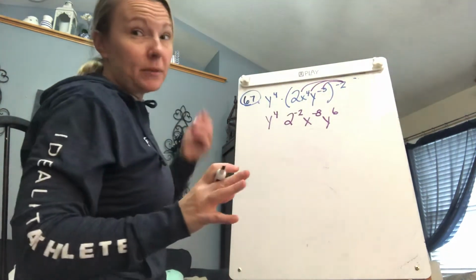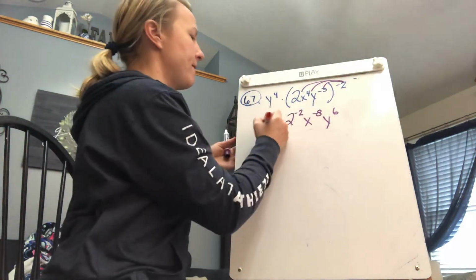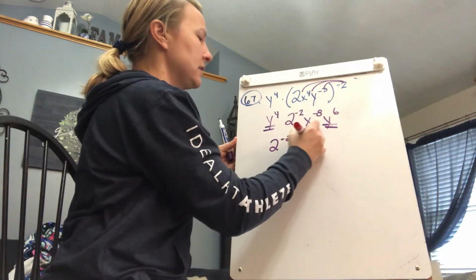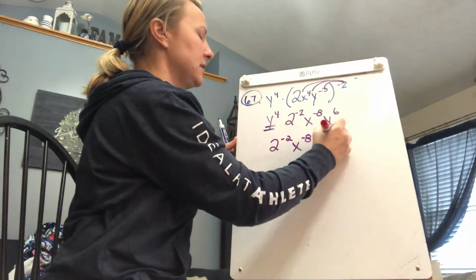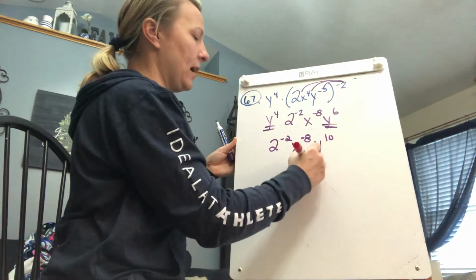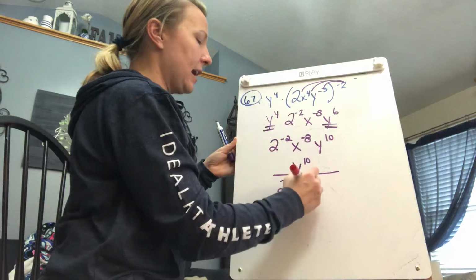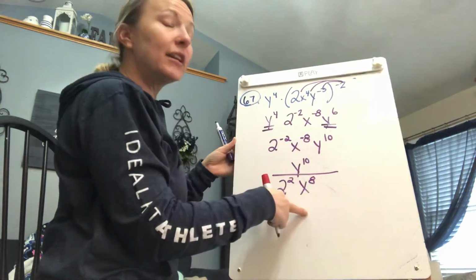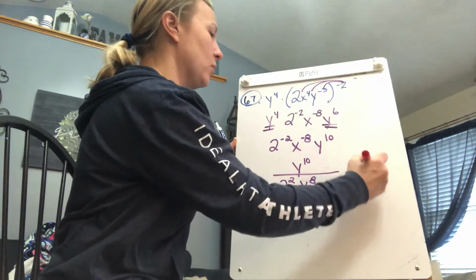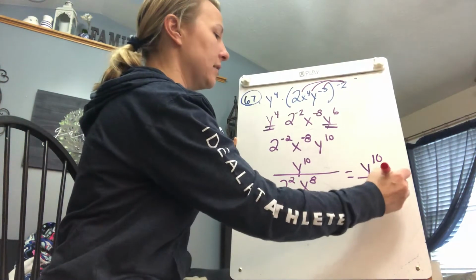So something a little bit different here. We haven't done this yet. But first I'm going to clean it up. So I've got 4 and 6 gives me 2 to the negative 2, x to the negative 8, y to the 10. Negatives go to the bottom. That guy stays on the top. So I have y to the 10. This becomes 2 squared and x to the 8. So when you cross the line, it changes the sign. And now 2 squared gives you 4. So you should get y to the 10th over 4x to the 8th.